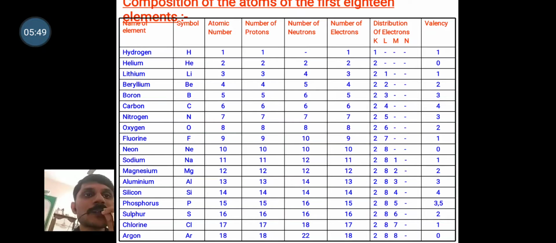This is the composition of the atoms. The composition describes the name of the element, then the symbol, the atomic number, how many protons, how many neutrons, the distribution of electrons, and the valence electrons involved.